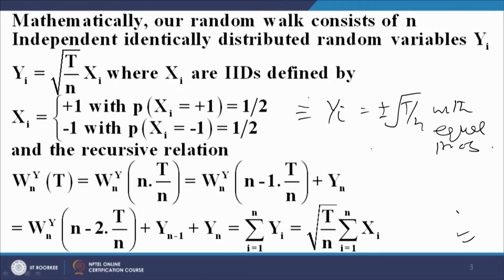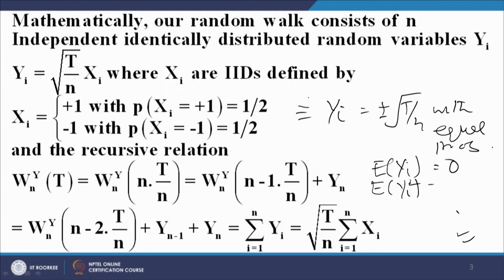Y I can take the values plus root t upon n with probability half and minus root t upon n with probability half. So, the expected value of y I is equal to 0, and as far as the expected value of y I square is concerned, y I square can take the values t upon n with probability half and t upon n with probability half.